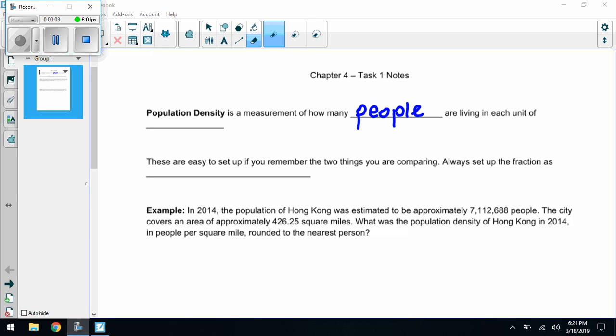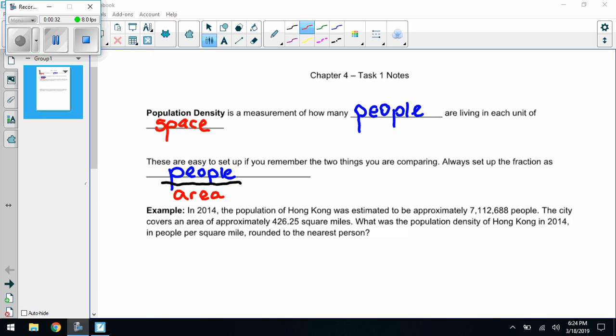Chapter 4, Task 1, Population Density. Population density is a measurement of how many people are living in each unit of space. And once we do problems, you will see that these are easy to set up if you remember the two things you're comparing. We're always comparing people in space or area. So you're always going to set up the fraction as people over area.